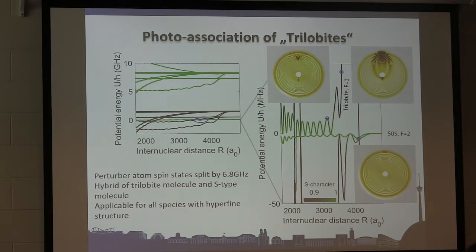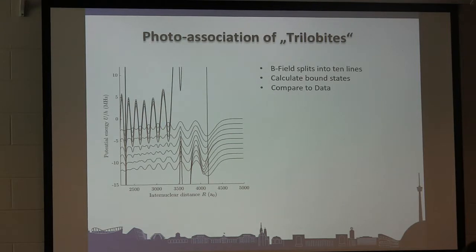As I mentioned, in our experiment we have to include magnetic fields, so the lines get split into 10 lines, but due to laser polarizations we can only excite some of them, which makes life easier.